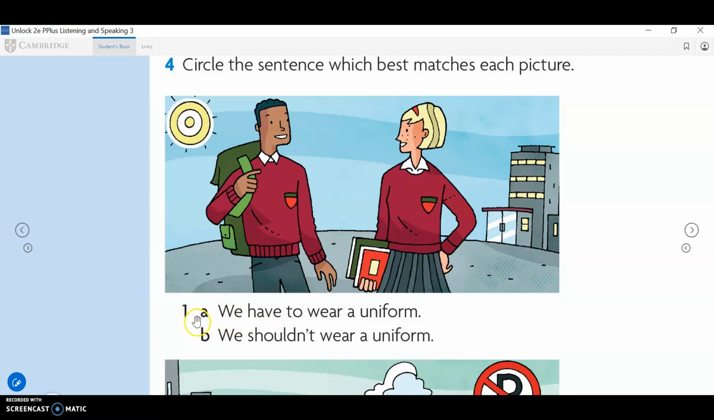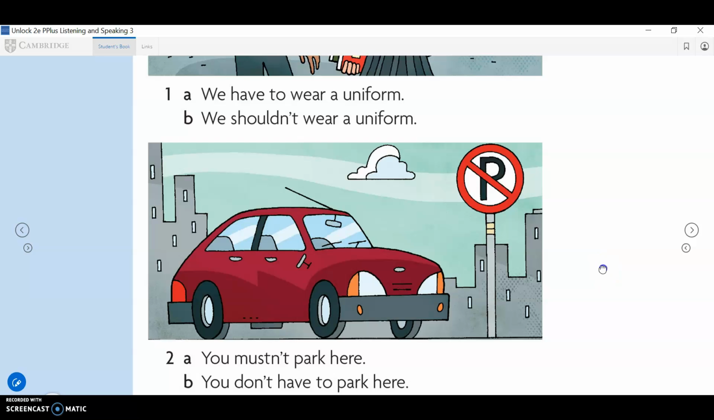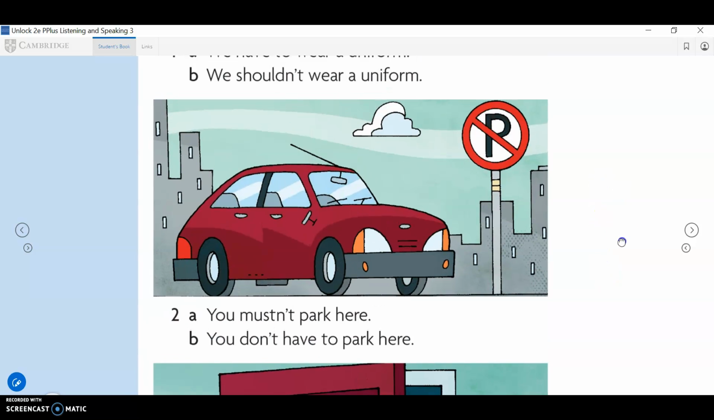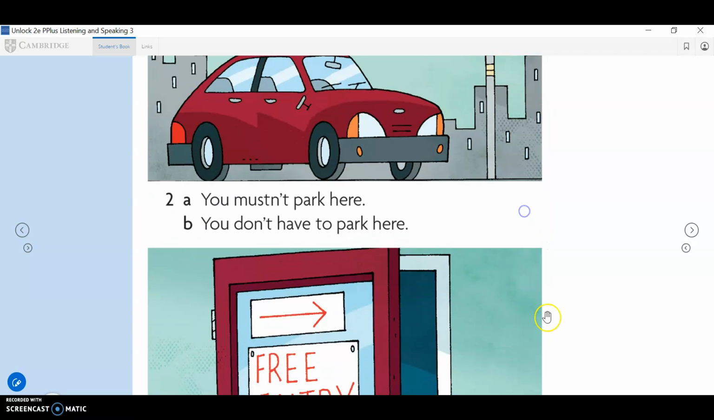Okay, I'll give you time. I think you'll say A. A is correct. Okay. You can do the rest on Moodle. And here, picture 2. Look at this sign, a car. So which one is the correct sentence that matches the picture, A or B?